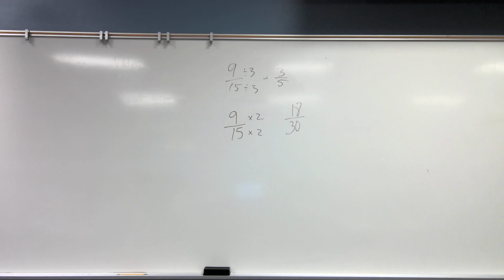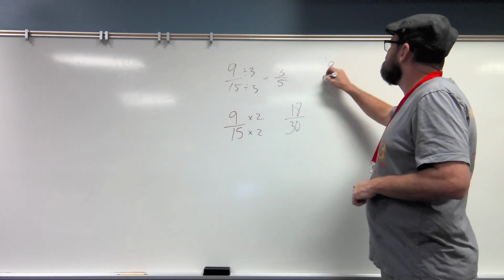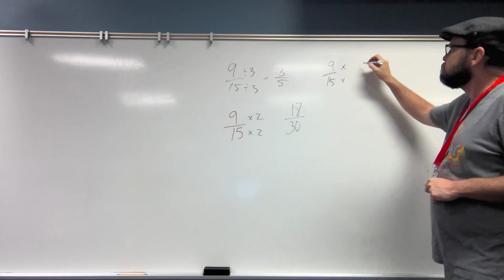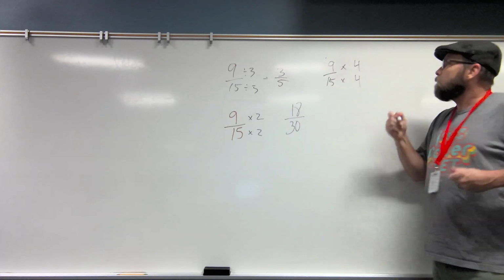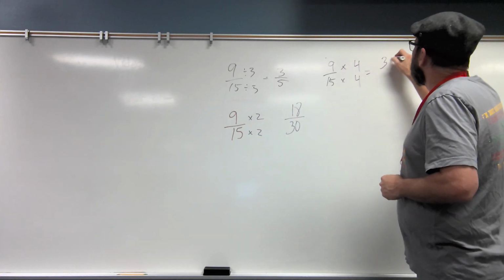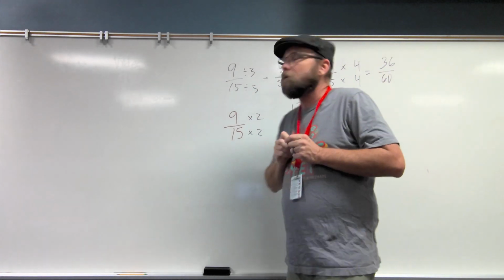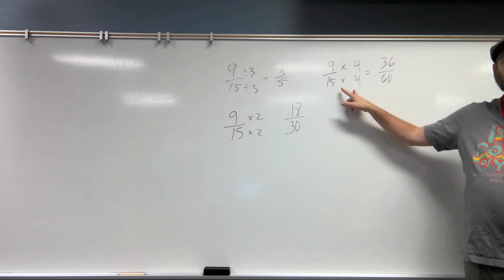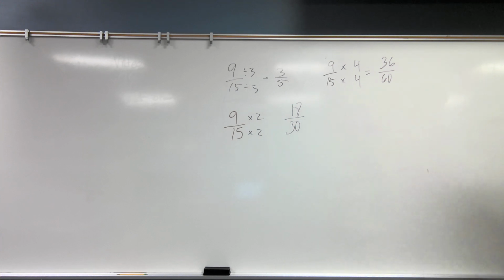Adam, tell me. 36/60. And how did you get that? I multiplied 9 by 4. And you got 36/60. No, it's 36/60. 15 times 4. What's 15 times 2? 30. Okay. So it is 60.